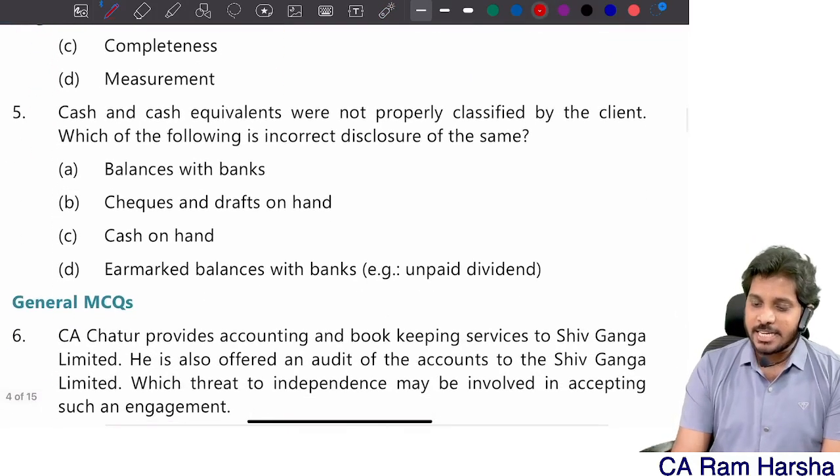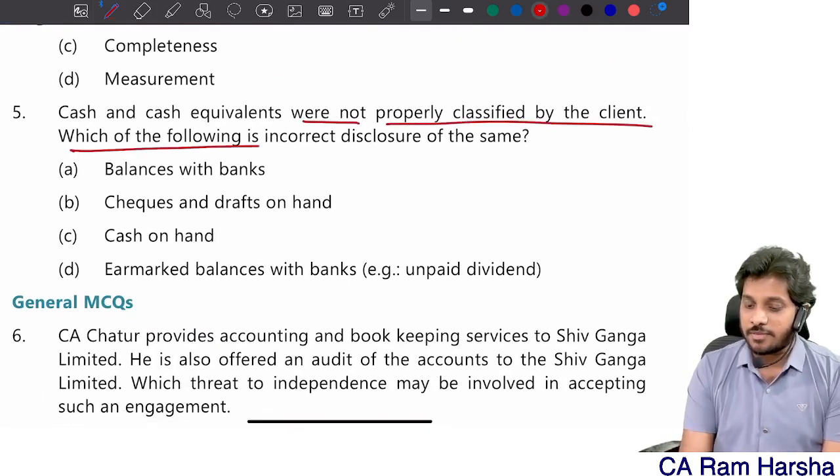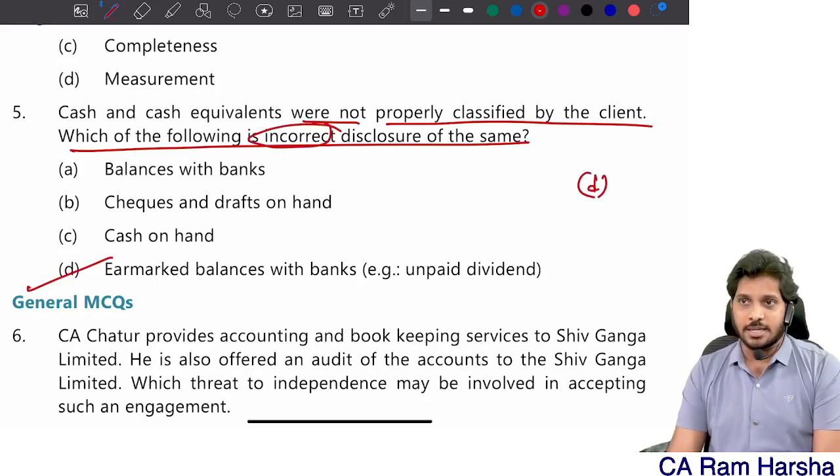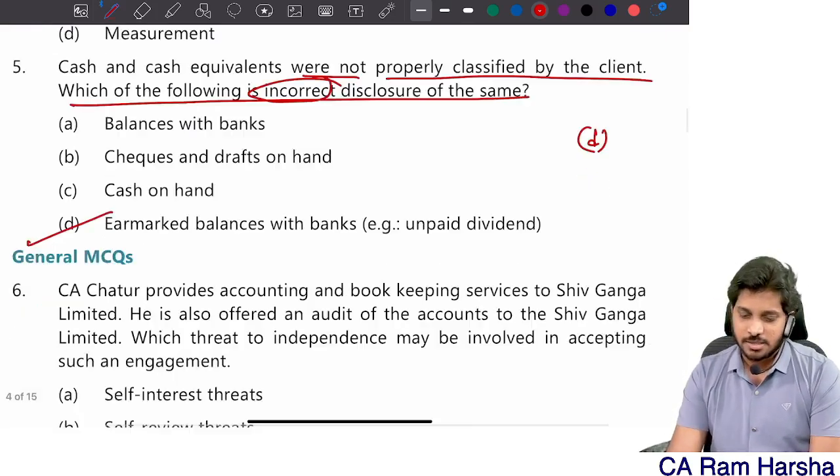Next, cash and cash equivalents were not properly classified. Which of the following is incorrect? Earmarked balances. That is incorrect. You cannot classify them as cash equivalent.